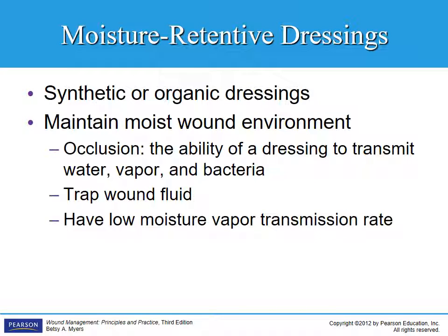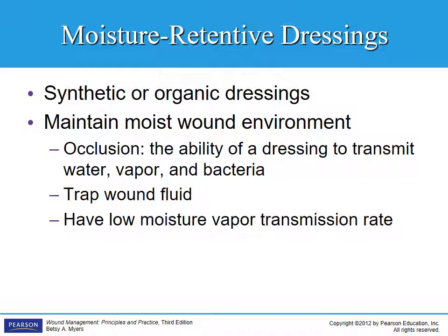Moisture retentive dressings, let's talk about some specific types of dressing. So a moisture retentive dressing can be synthetic or organic, and it maintains a moist wound environment. And so if it maintains that moist wound environment by occlusion, the dressing itself transmits water vapor and bacteria. It occludes that wound environment.